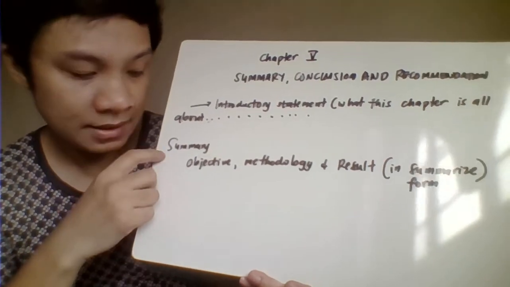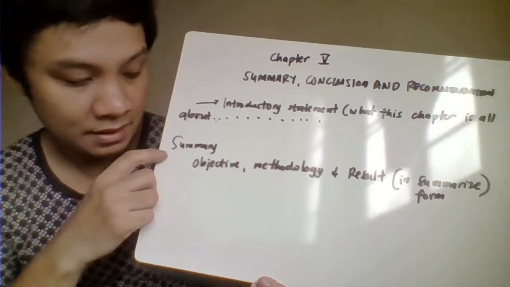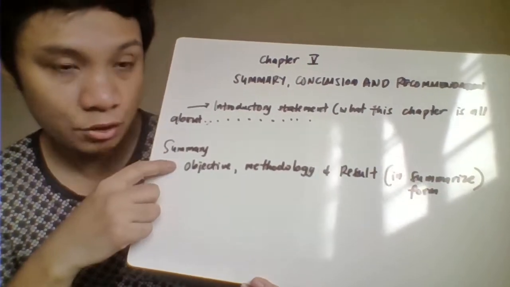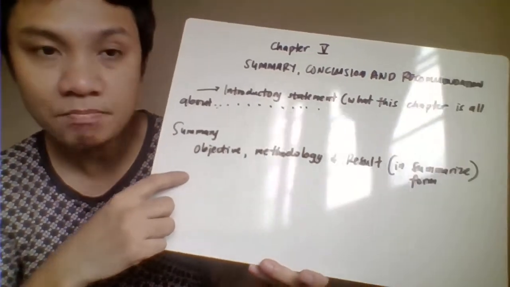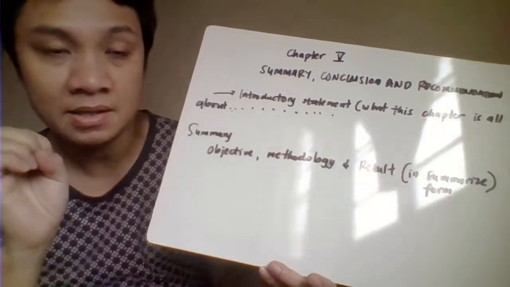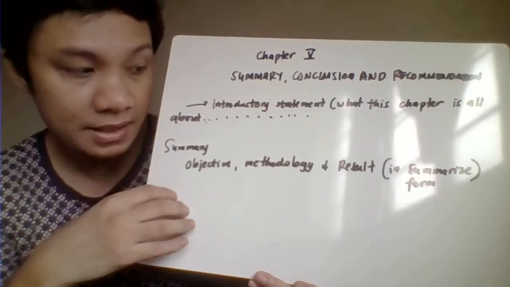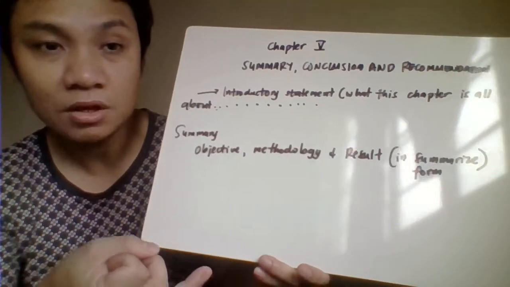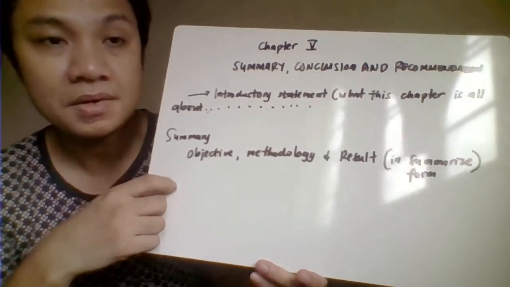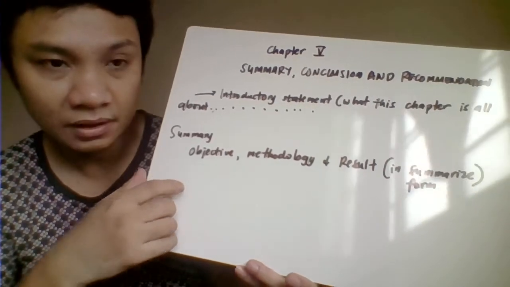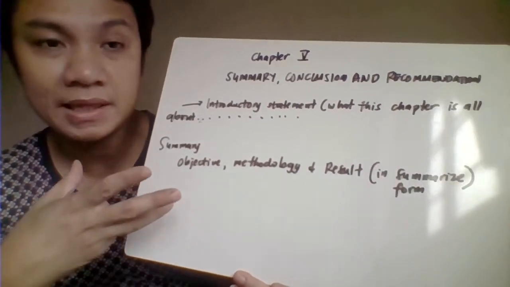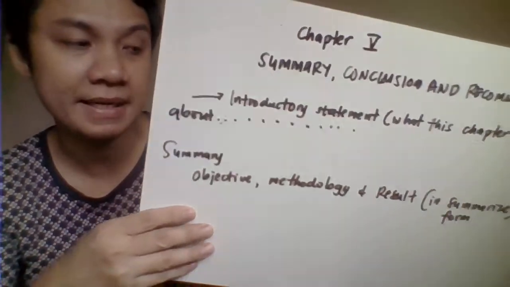Okay, then the next one you have here is the summary. The word Summary is written with a capital letter and small letters. Then what would be discussed in the summary? It should be discussed here: number one, restate the objective of your study; number two, restate the methodology of your study; and the third one, restate the result of your study. But again, they are just written here as a summary, so it should be short because this one is already a summary.